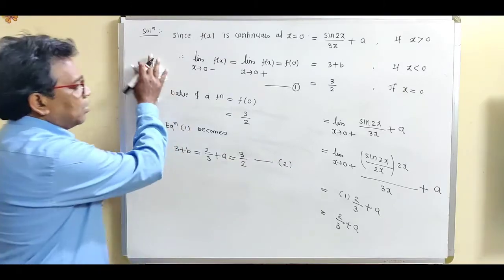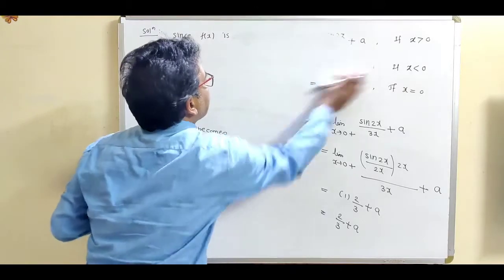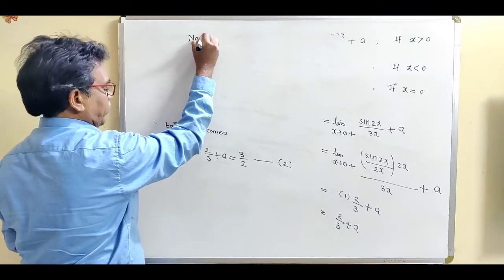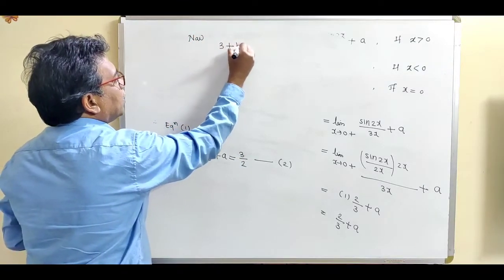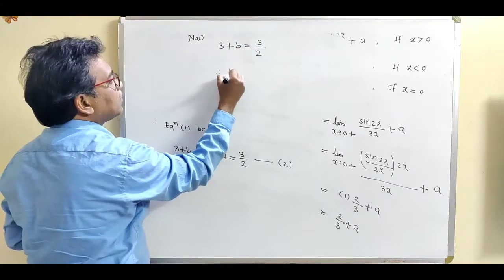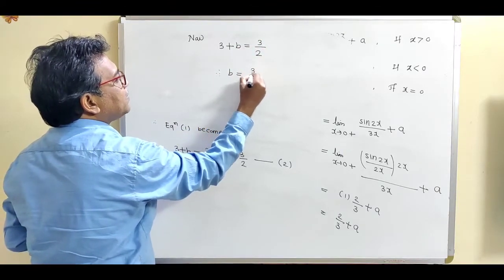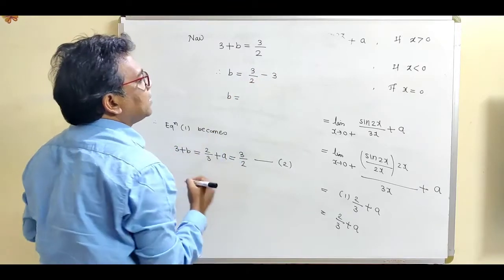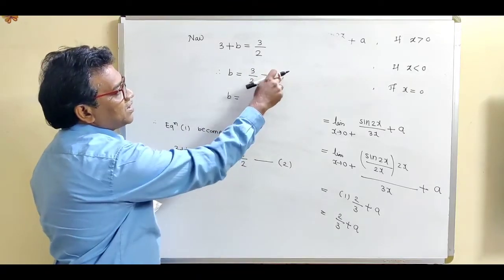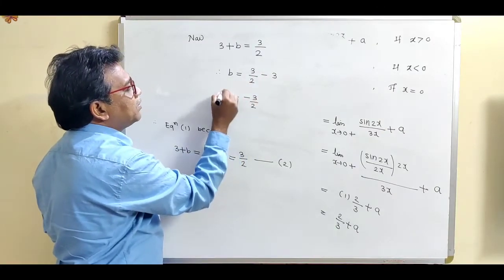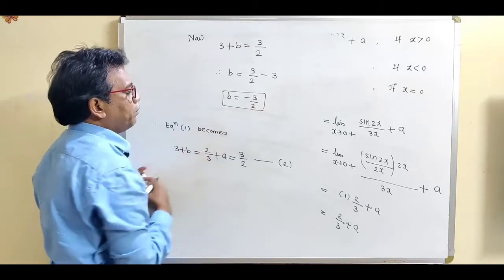So write down, now 3 plus b is equal to 3 by 2. So what is value of b? This is 3 by 2 minus 3. So what is b? This is minus 6 plus 3. So this is minus 3 by 2. This is the value of b.